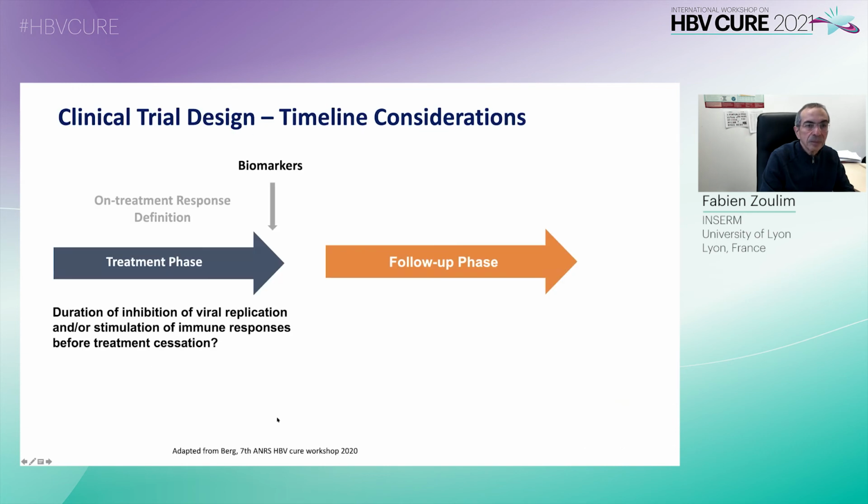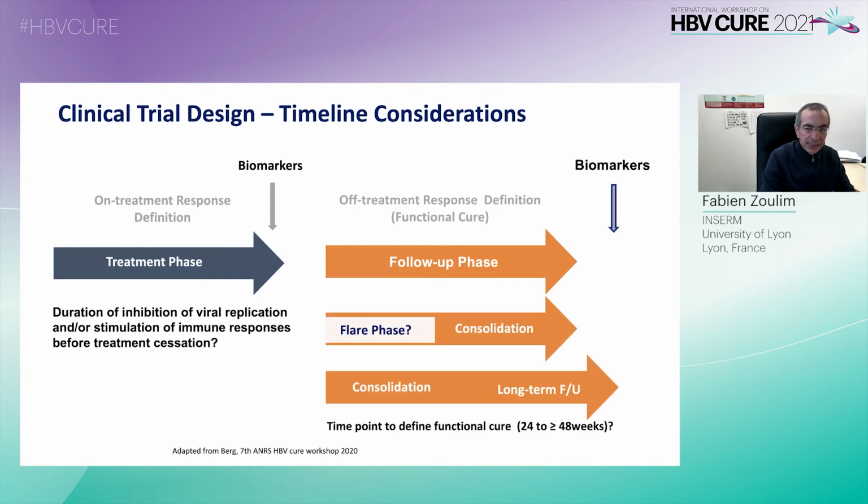Now, just to come back to this timeline consideration, when we stop treatment, whatever the mode of action of the new drugs, there will be a follow-up phase. In that follow-up phase, either we would be in a consolidation phase if the endpoint has been reached at the end of treatment, or if the treatment stopped even before losing HBs antigen, then the consideration is whether the flare phase may be beneficial to the patient.